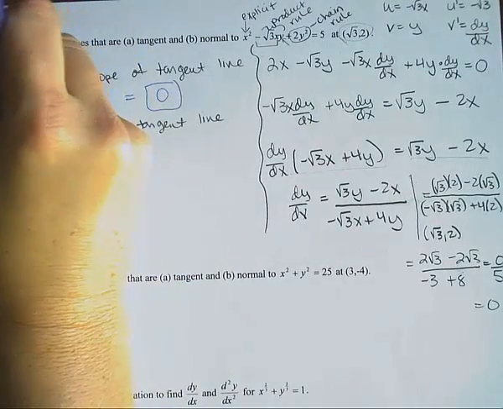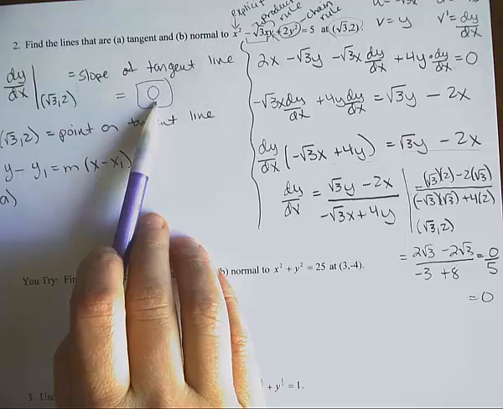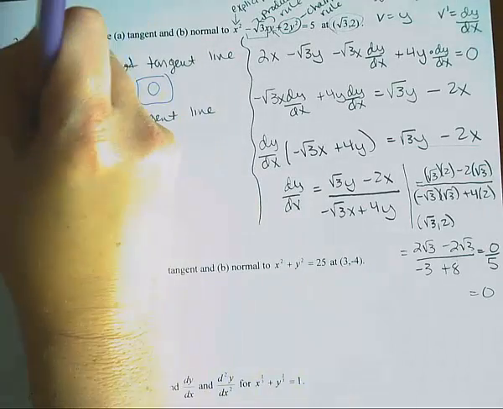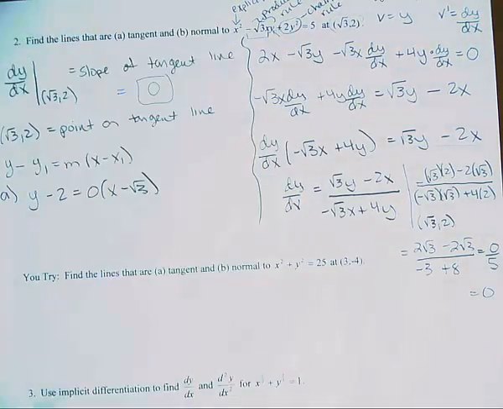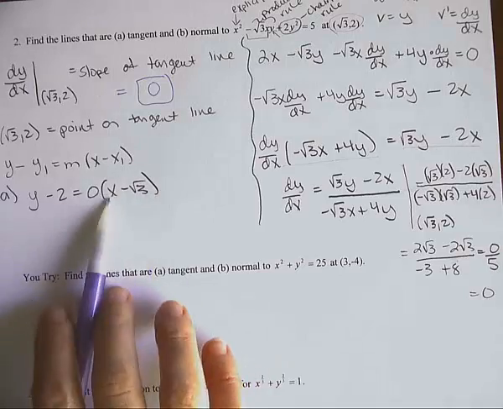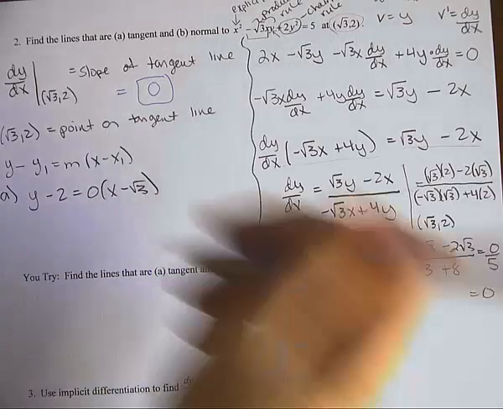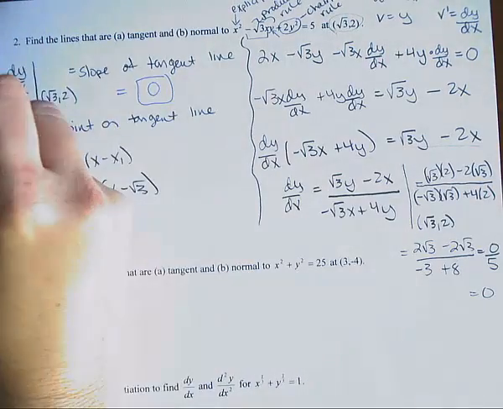Now I'm going to go ahead and do my equation. For part A, I'm doing the equation of the tangent line, so I would just use this dy/dx slope that I just found. So I'd have y minus 2 equals 0 times (x minus √3). Well, this 0 is going to wipe out this whole expression, because 0 times anything is just 0. So I'll end up with y equals 2 for my answer to part A.